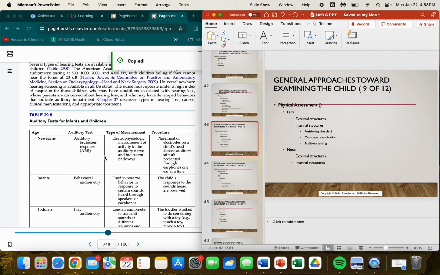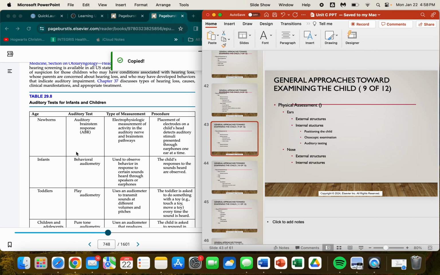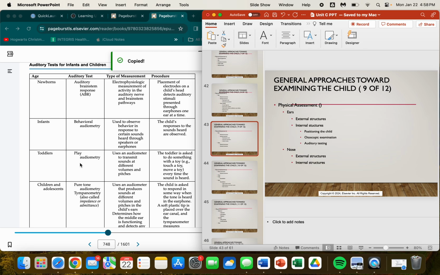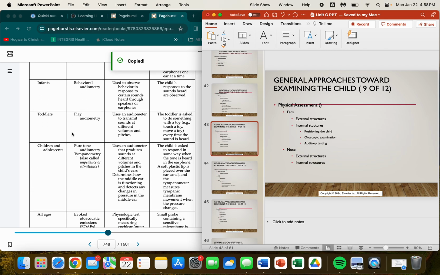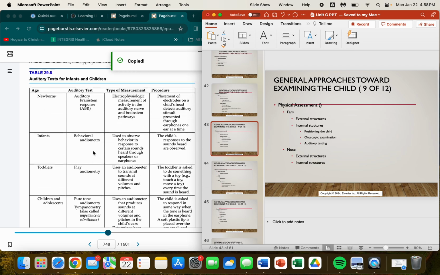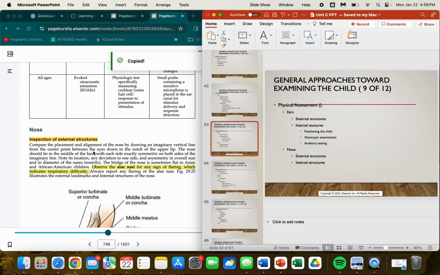Usually this kind of gives you the ages at which they do that, and most of the time this is done at the newborn screening. Usually when they go to the doctor, if they don't pass that newborn screening, and then as they age throughout school. So those are all important things to note.